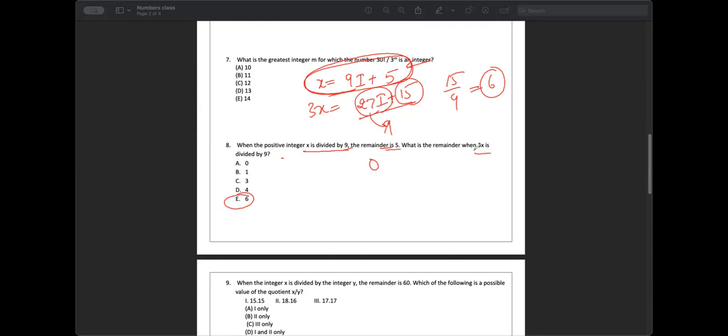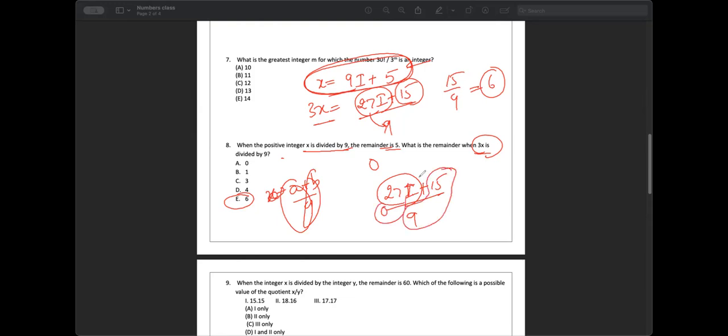So we are talking about 3x. So 3x would be what? Multiplied by 3. So 27 into some integer plus 15. When this is divided by 9, what would be the final remainder? Remember, x plus a plus b divided by 9, what would be the remainder? We just add the individual remainders. 27 would be a multiple of 9, 0 remainder. The only remainder would be from this.